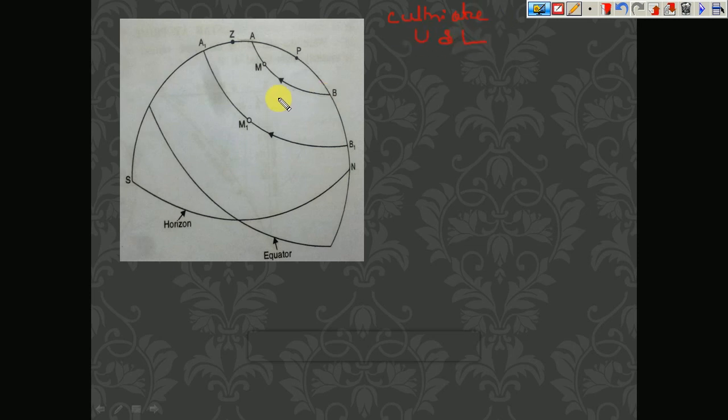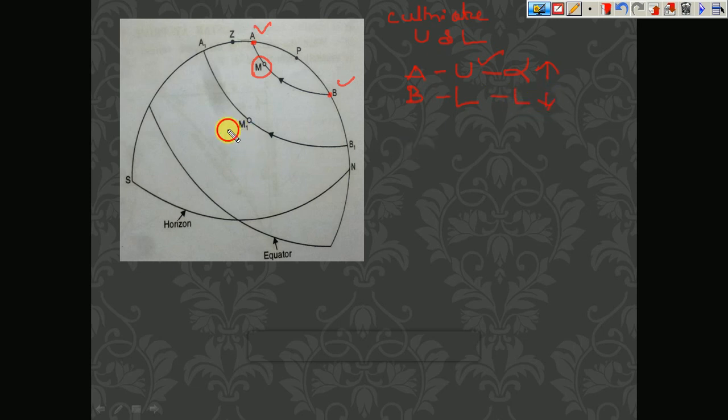See, the star M culminates at the meridian at A and B. Here A is the upper culmination and B is the lower culmination. That is because, as I told you, when the altitude is more, it is called the upper culmination. Here the altitude is more, compared to this altitude which is less over here, and this is the lower culmination.